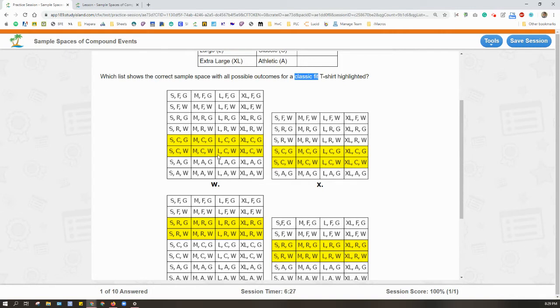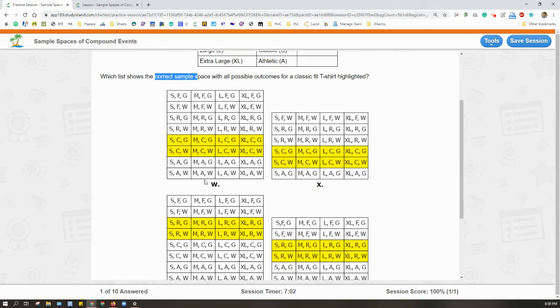Let's see if we can't find out what's wrong with the other options. Over here for option X, we have small classic green, small classic white, so that starts off okay. Medium classic green, medium classic white, still good. Large classic green, large classic white, and then extra large classic green and extra large classic white. So what is the problem with this one? Well, it shows the right sample space for the classic fit t-shirt, but it also wants the correct sample space altogether. So we're missing other options here.